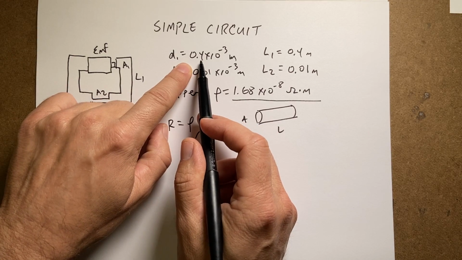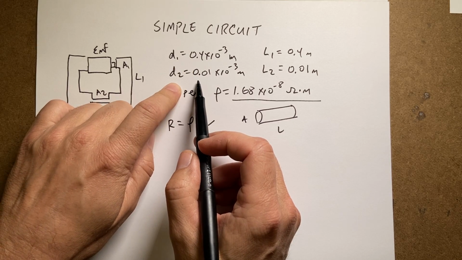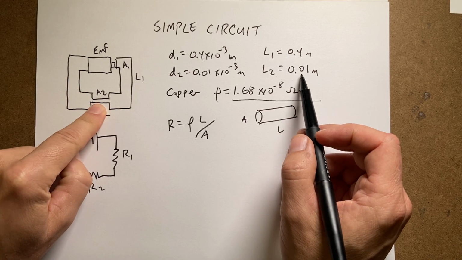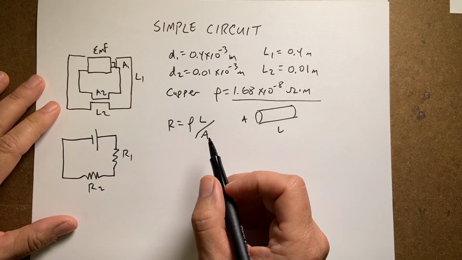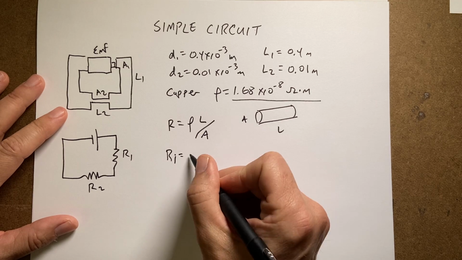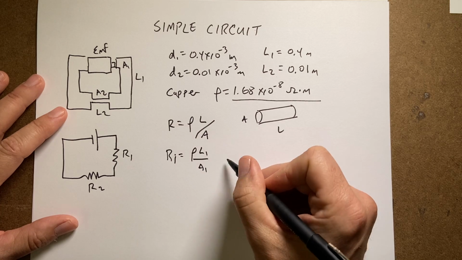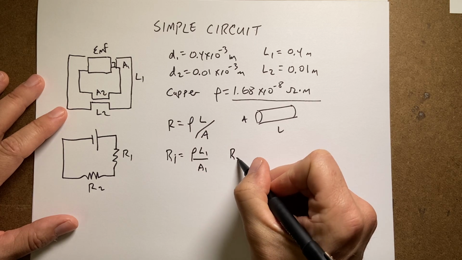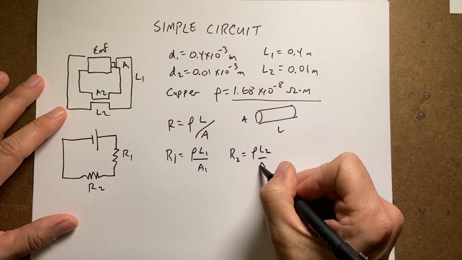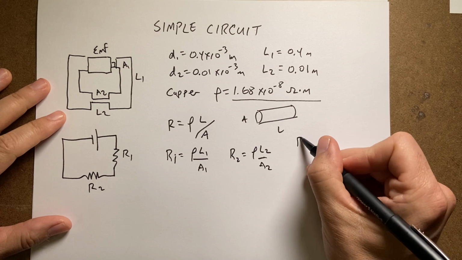I'm not going to calculate it, but I have the same wire I had before. The thick wire has a diameter of 0.4 millimeters, and the thin wire is 0.01 millimeters. The length of this wire is 0.4, and the length of the short wire is 0.01 meters. So R1 is going to be equal to rho L1 over A1, and R2 is going to be equal to rho L2 over A2. And I just went ahead and calculated these two things for you. You could plug them in.